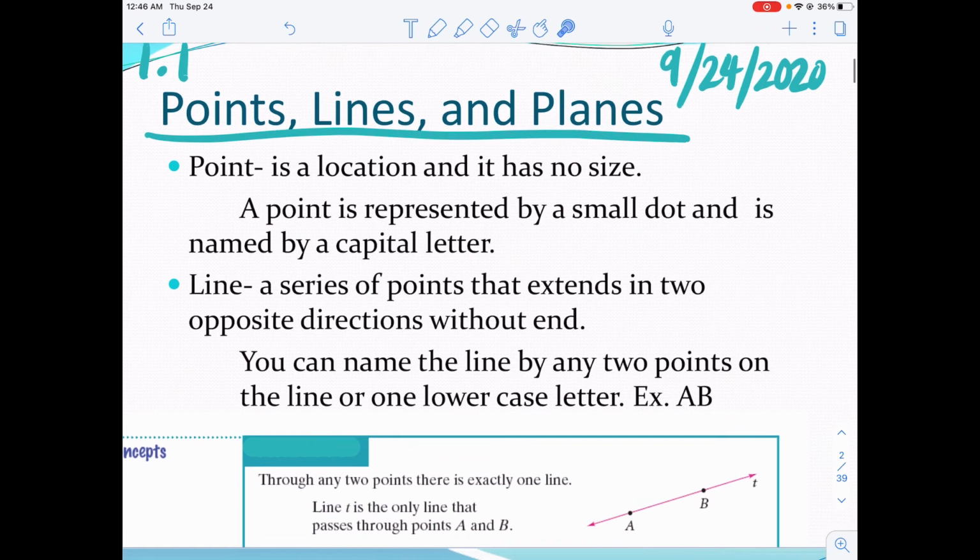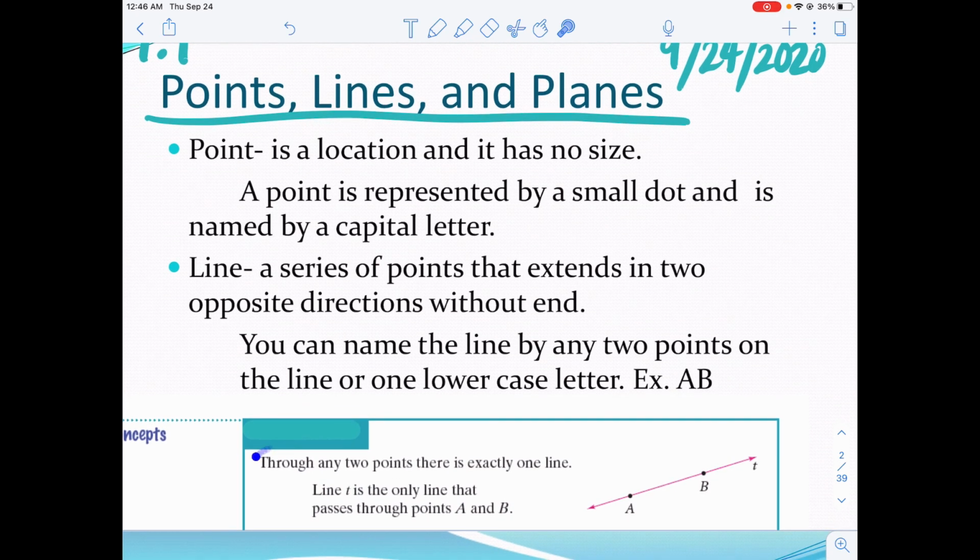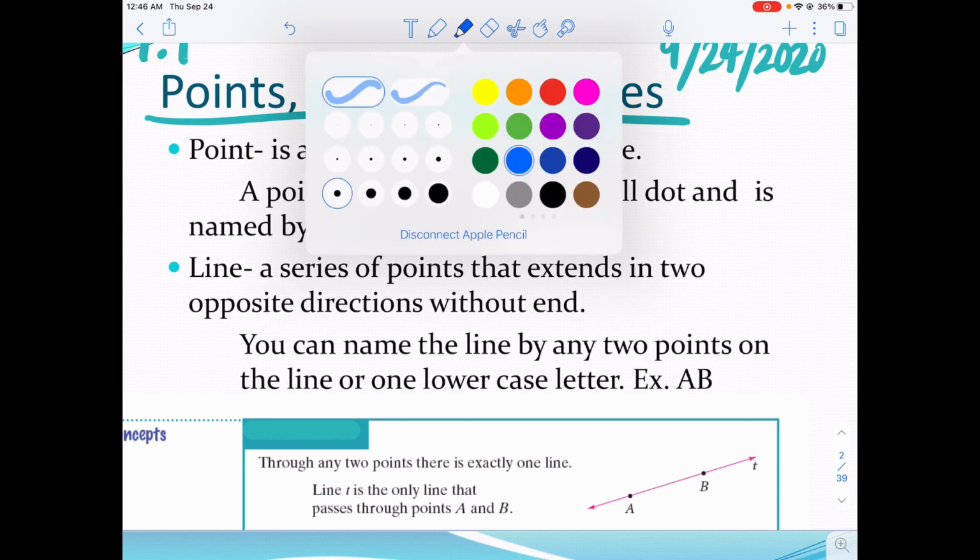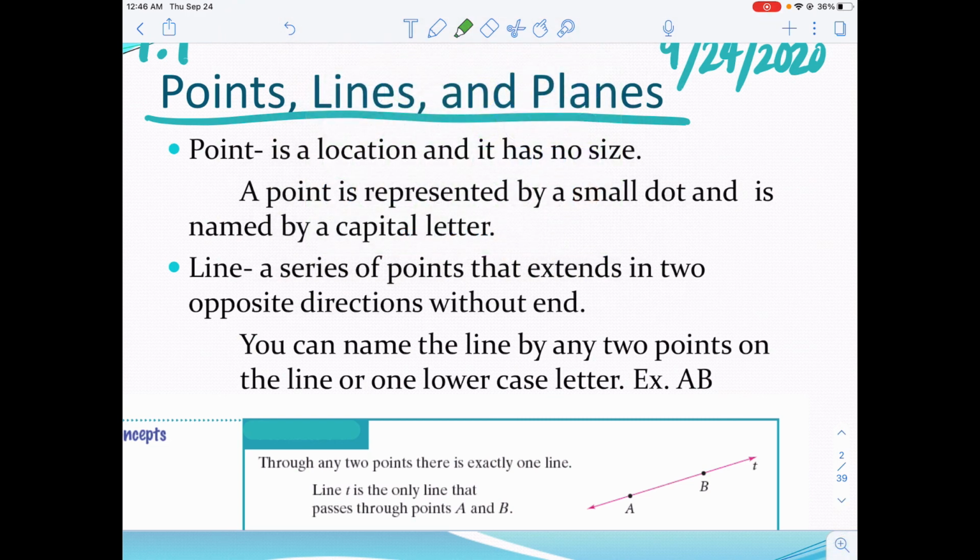So we're going to keep reading because this information is also included in our line. Through any 2 points, there's exactly one line. The important thing here is to know how to name a line, and we're going to state that with a little highlighter: with any 2 points on our line, we can name our line, or with one lowercase letter.